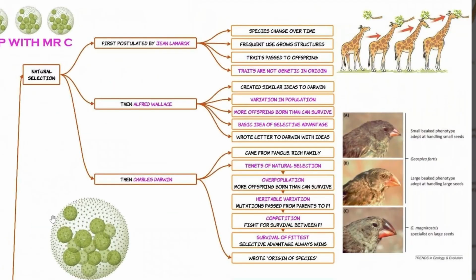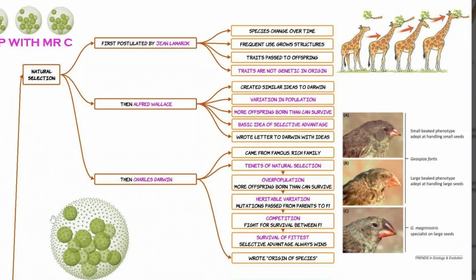Then we went through natural selection. There are 3 people of note. Jean-Baptiste de Lamarck suggested that a species changes over time and that frequent use of a structure makes it grow. Traits are passed on to the offspring, but traits are not genetic in origin, but more contained within the organism. His example was the giraffe who wants to reach leaves up the top of a tree, so he makes his own neck grow.